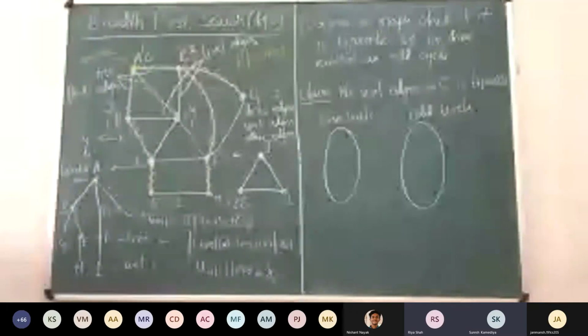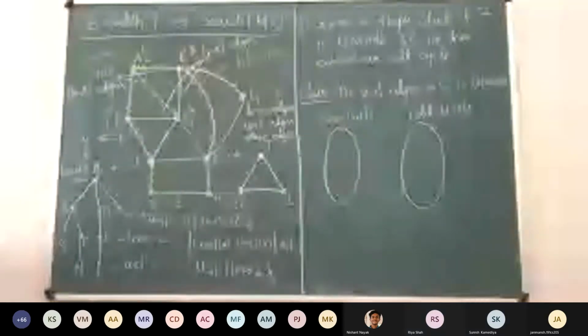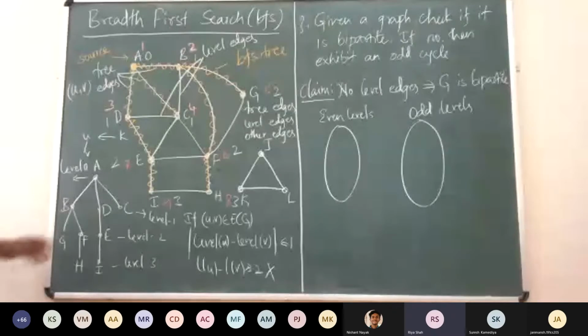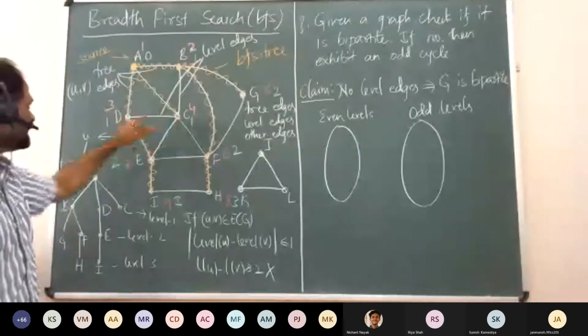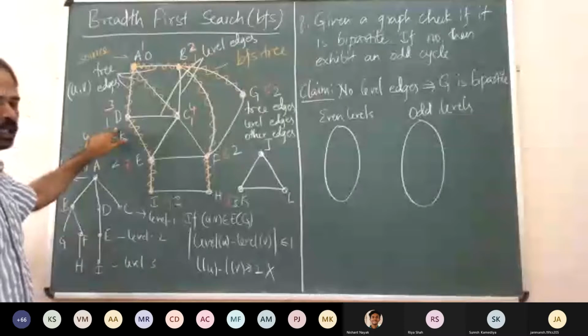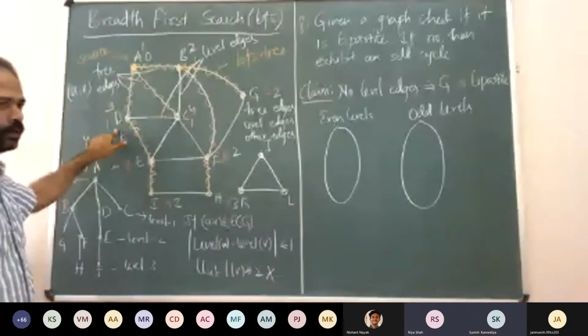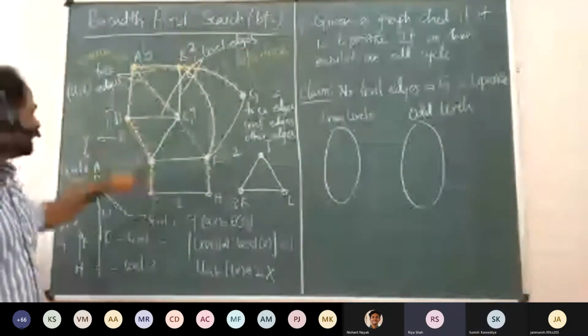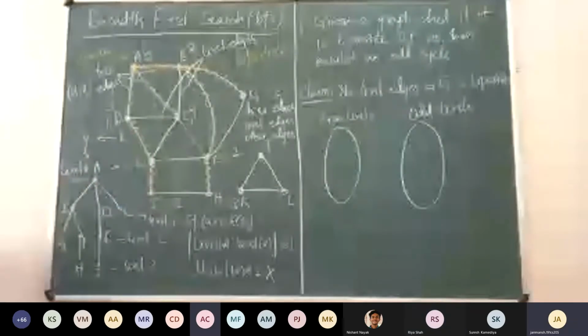The thing is that we have claimed that there are no level edges. In the graph, what do you mean by an edge between 4 and 3? C and D? Level edge actually. Sorry, C and I. Can there be an edge between C and I?